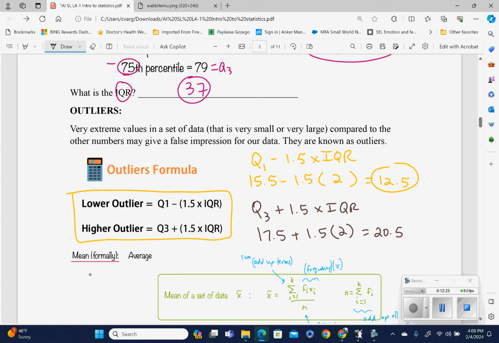So if any number like 30, 50, 100, then that is considered an outlier because it's way out of my box and whisker plot. All right.